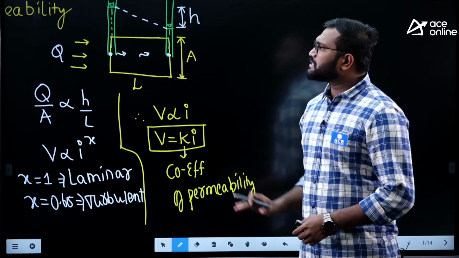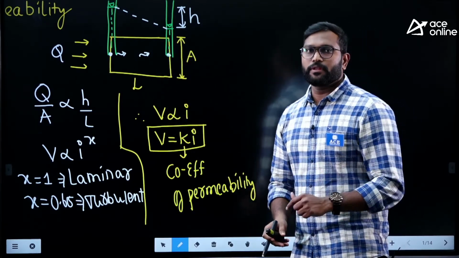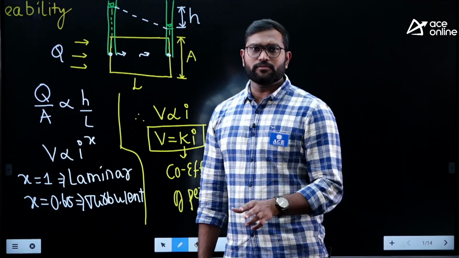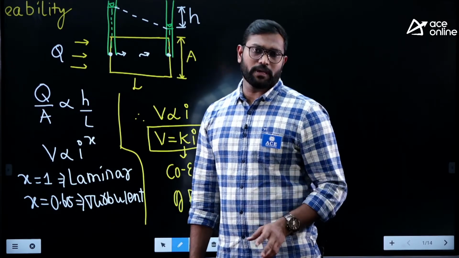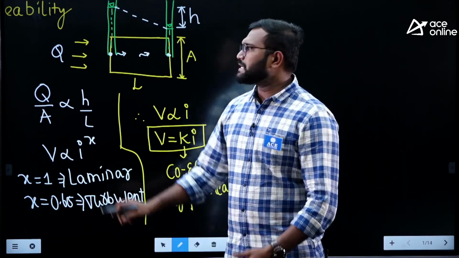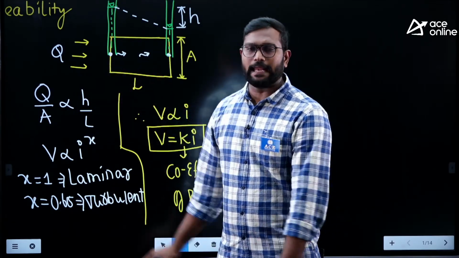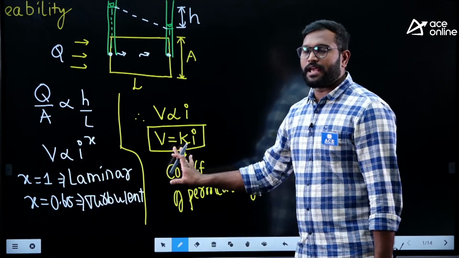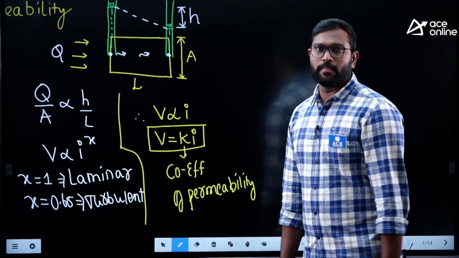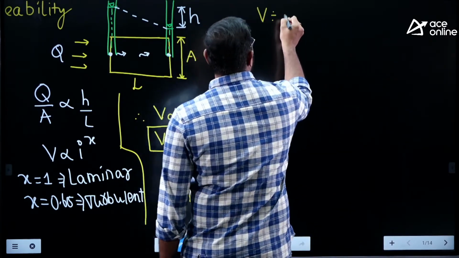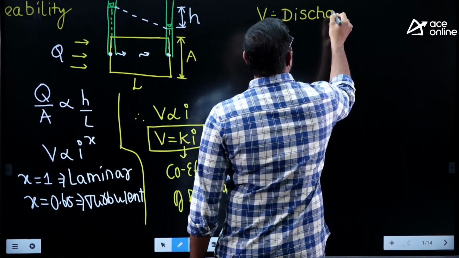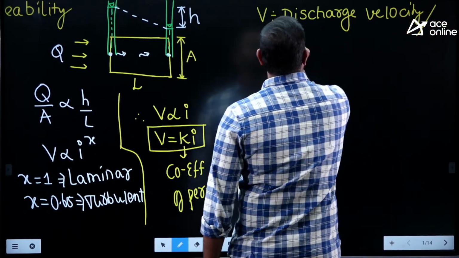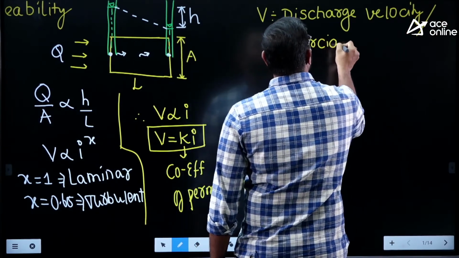All this analysis Darcy has done for homogeneous soil. By default, whether it is said or not, we assume the soil is homogeneous, isotropic and semi-infinite. Apart from that, Darcy assumed the soil is fully saturated and the flow should be laminar. As it is laminar, x equals 1. So finally I got V equals K into i. And we call this V the discharge velocity or Darcian velocity.